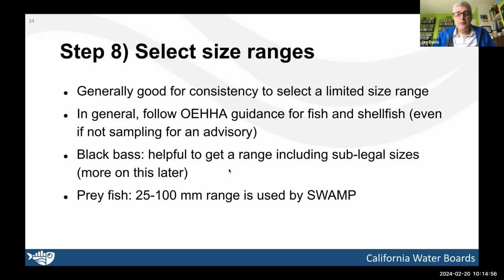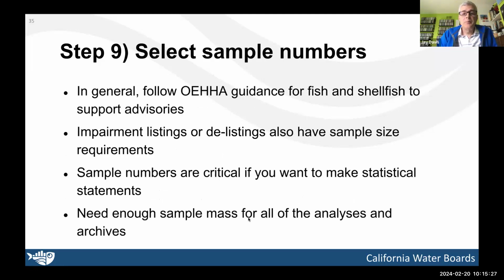So for black bass, given that size relationship, we also get sublegal fish so that we can factor out the size concentration relationship and get better data. And for prey fish, we use a range of 25 to 100 millimeters to try to provide some consistency there. But having a size range helps reduce the variability across samples.